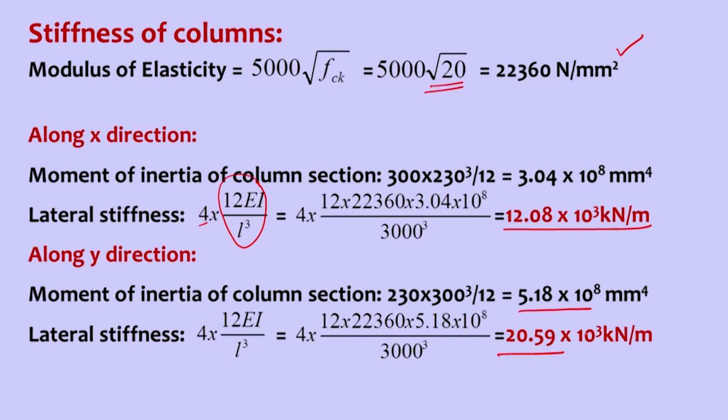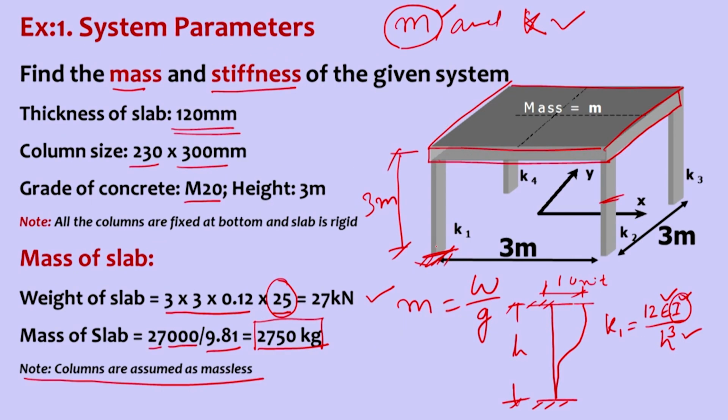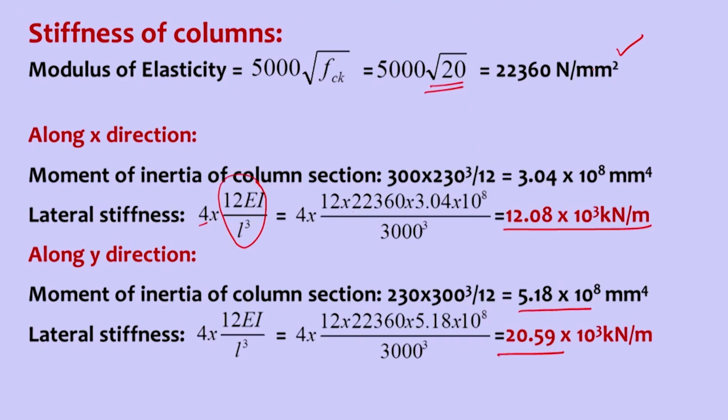In this we can observe one thing: the column size is 230 by 300. So the columns are 300 millimeter deep along the y direction, and the size of the column along the x direction is 230. So that means what? Along the x direction the structure is a little flexible, and along the y direction the structure is a little stiff. This is a relative stiffness. So along the x direction it is relatively flexible, along the y direction it is relatively stiffer. The same thing we can see in the stiffness also.